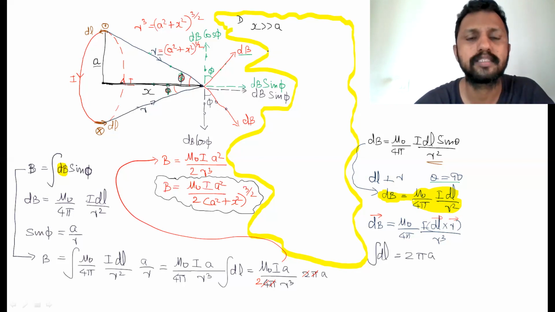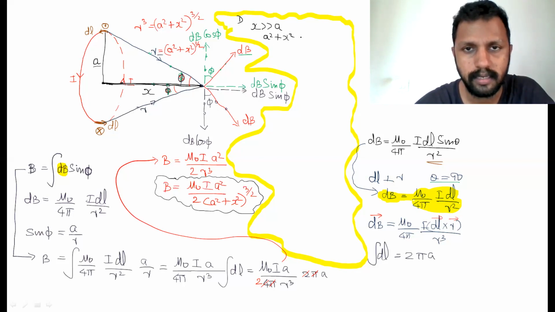If the value of x is much greater than a, we could say a square plus x square is approximately equal to x square. Since x is much greater, x square value will be very much greater, and x square plus a square can be approximated to x square.